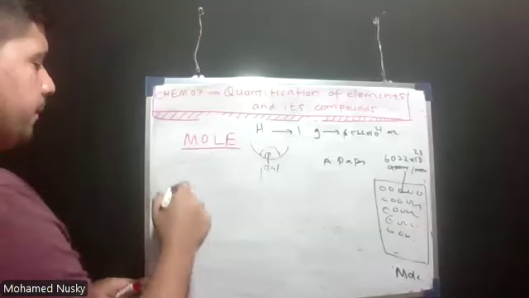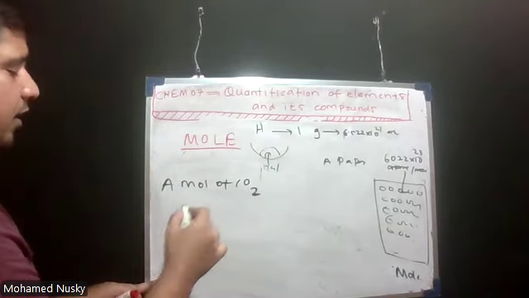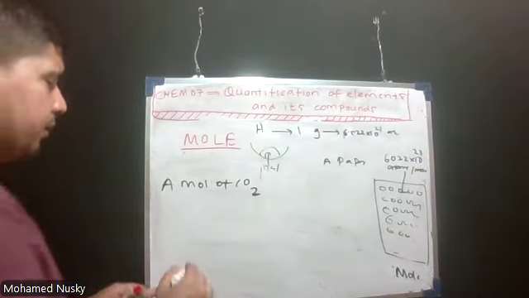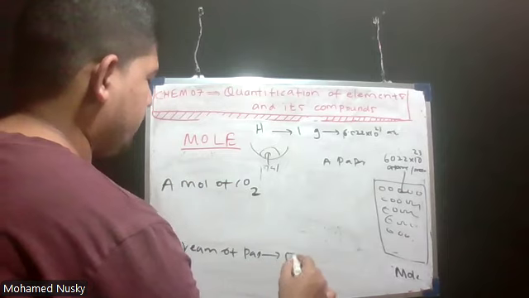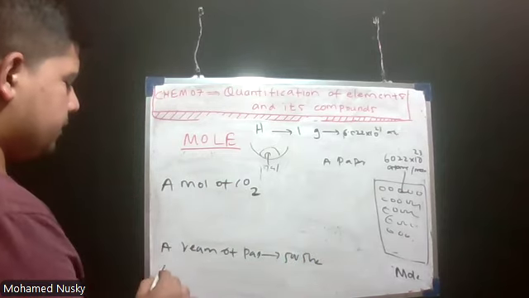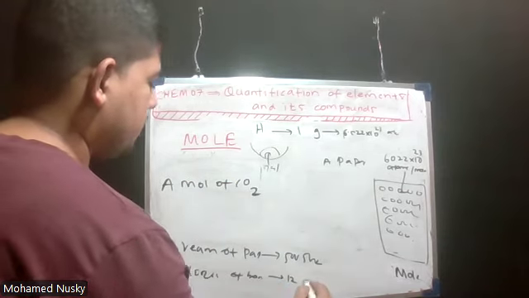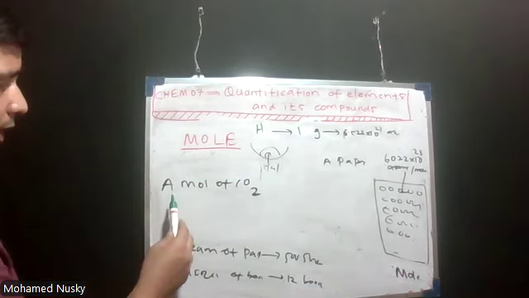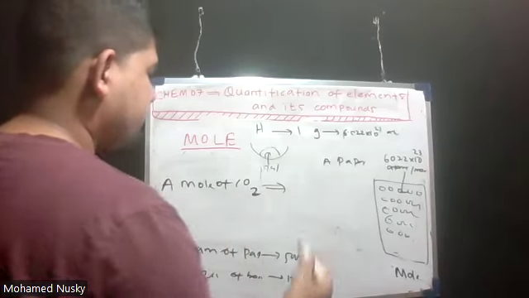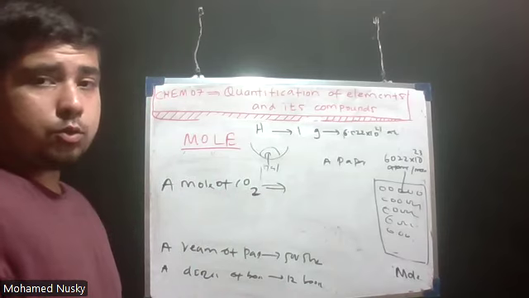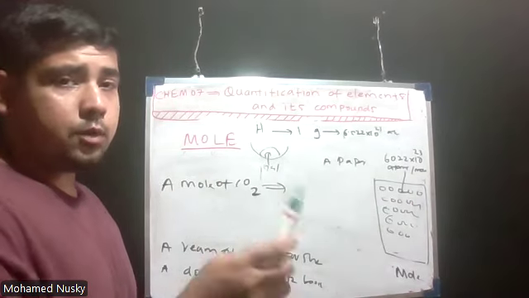Here, what do you mean by a mole of CO2? A ream of paper means 500 sheets of paper. Likewise, a dozen books means there are 12 books. Likewise, if I take a mole of CO2, how many grams of CO2 is there? If I say a mole of CO2, then how many molecules? 6.022 into 10 to the power 23.